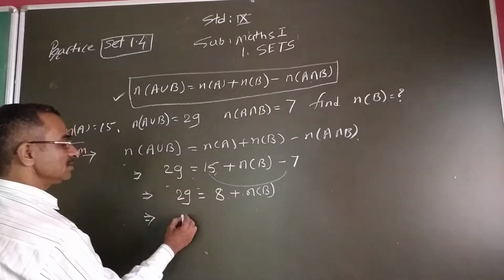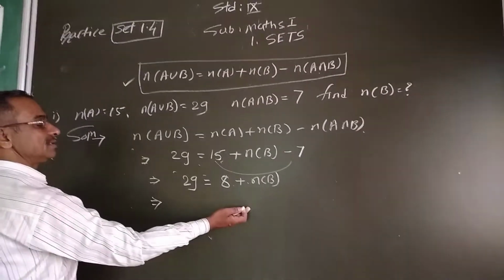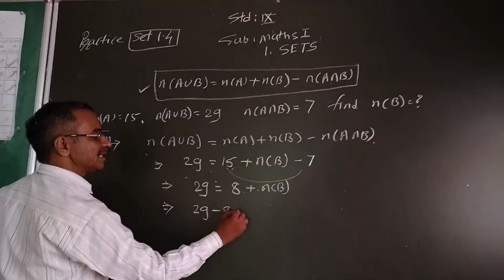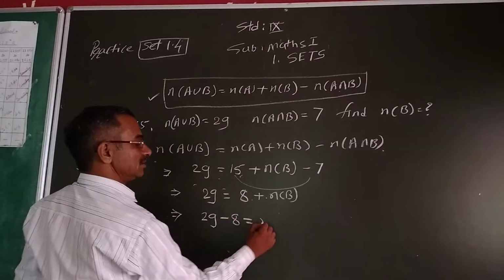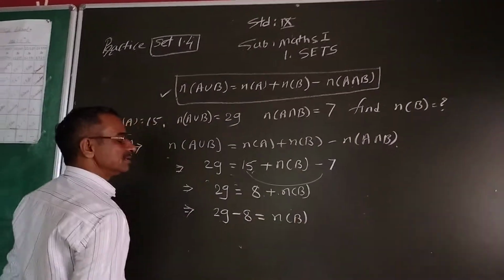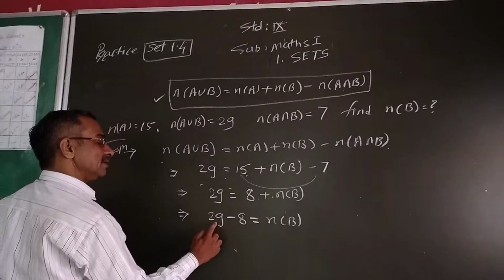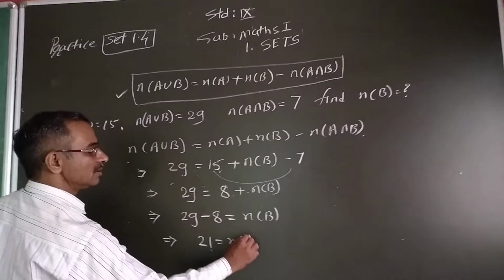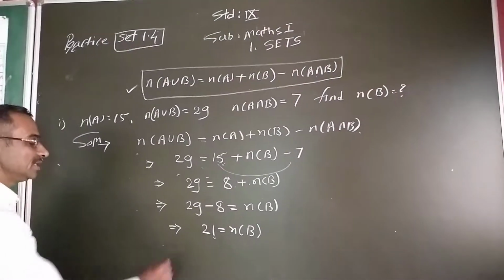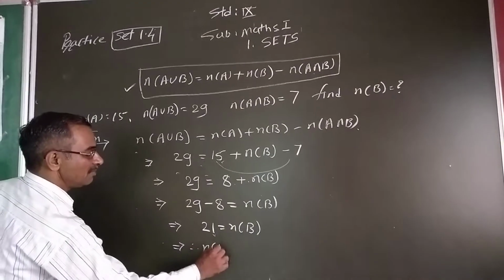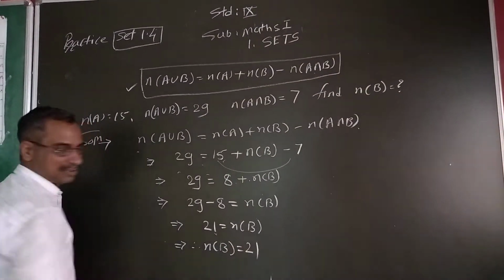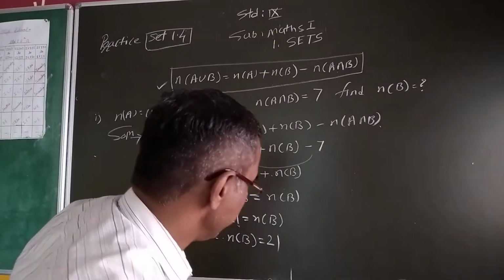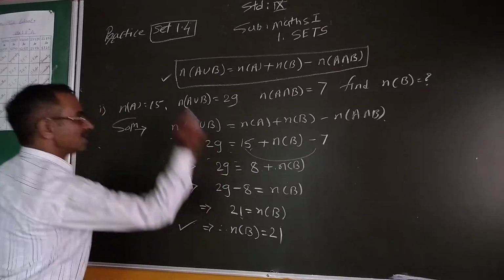Then by changing the side from right hand to left hand, plus becomes a minus. When we are changing the side, the sign will get changed. Is equal to n(B). 29 minus 8, what is that? 21 is equal to n(B). Therefore, our answer is number of elements in B is equal to 21. It is our final answer.